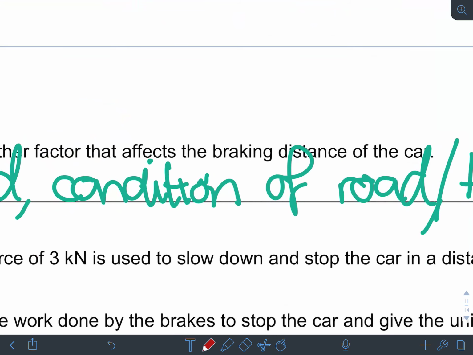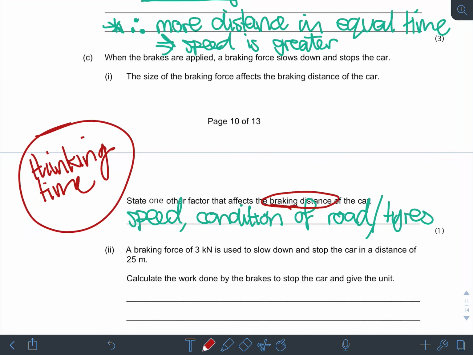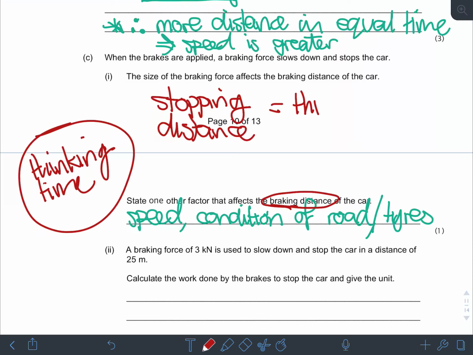Well, look, the braking distance. Okay, the braking distance is the distance you travel while braking. Okay, remember what the stopping distance is overall. Stopping distance is thinking plus braking distance for both. All right, it's asking us about the braking distance.